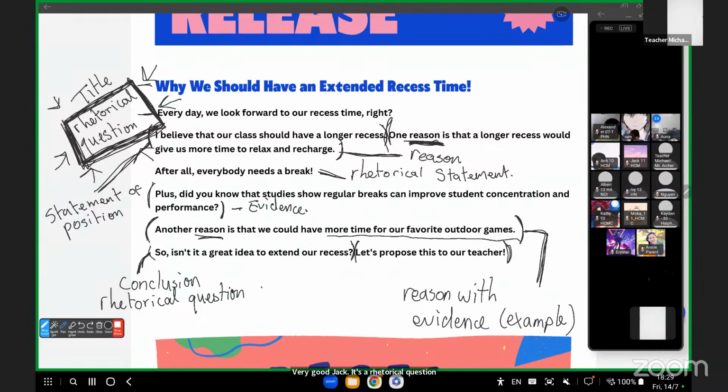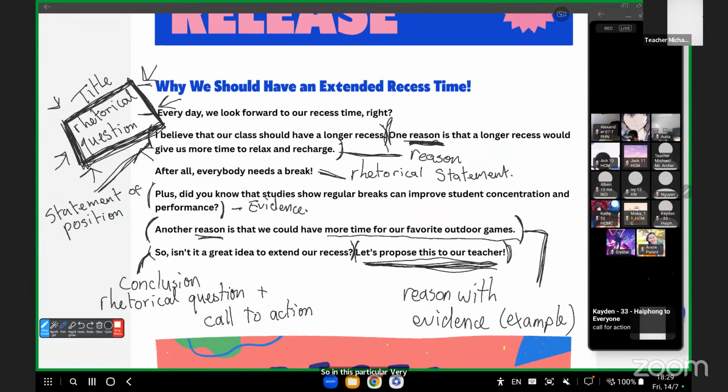Plus, and what do we call this? When we ask our audience to do something, what do we call this? Call to action, Kathy. Very good. Fantastic. So in this particular, very good, Caden, call for action. So in this particular piece of writing, our conclusion was made up of a rhetorical question and a call to action. But our conclusion can also be made up of other things too.